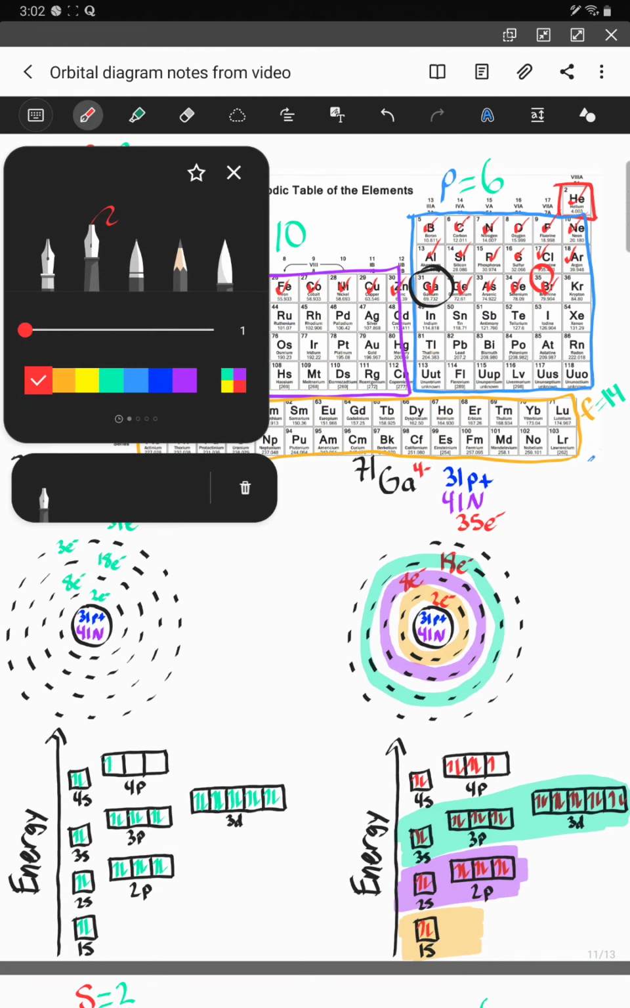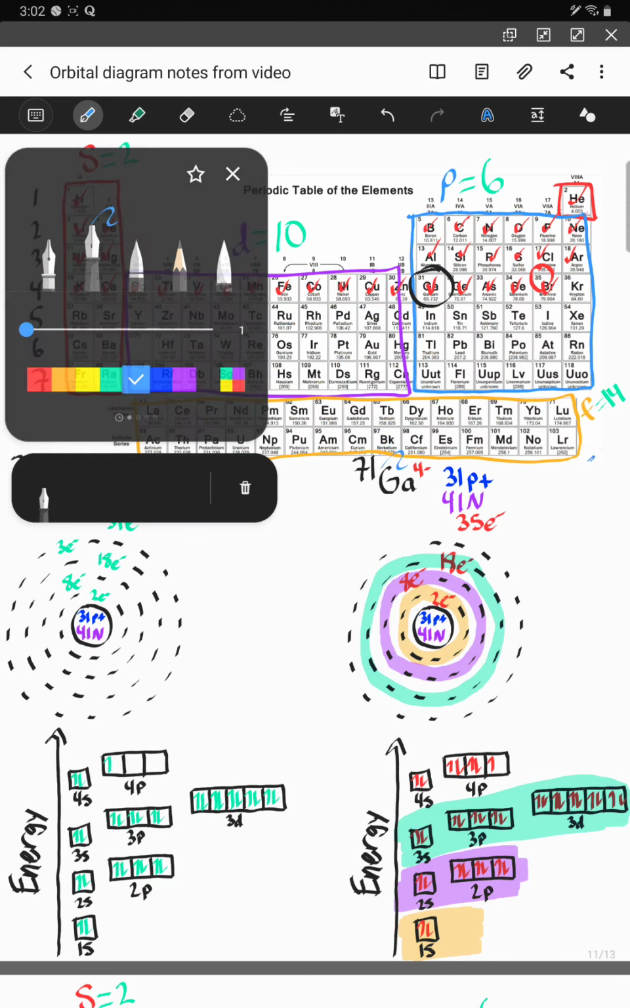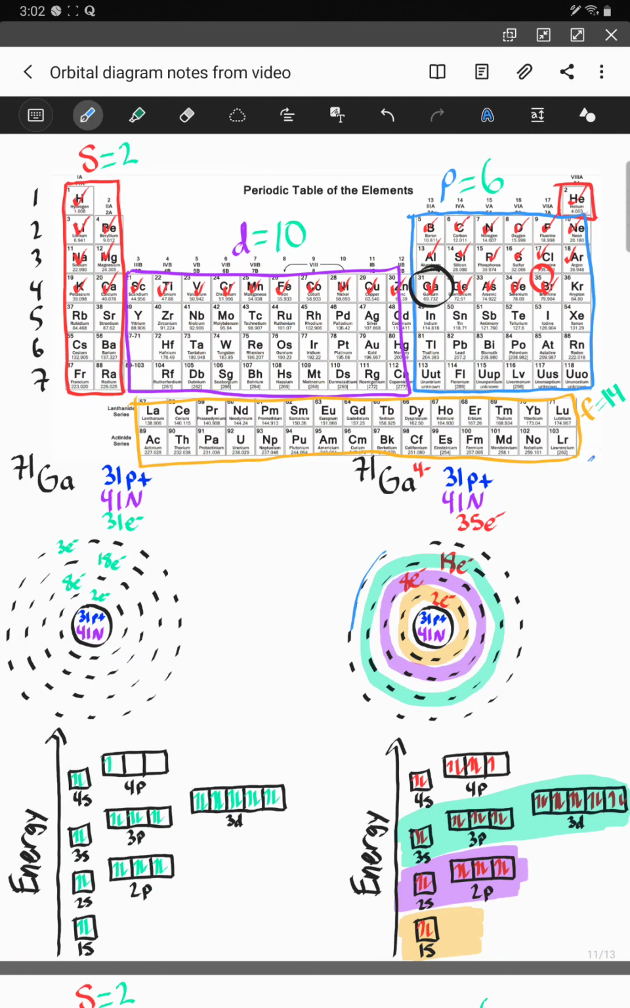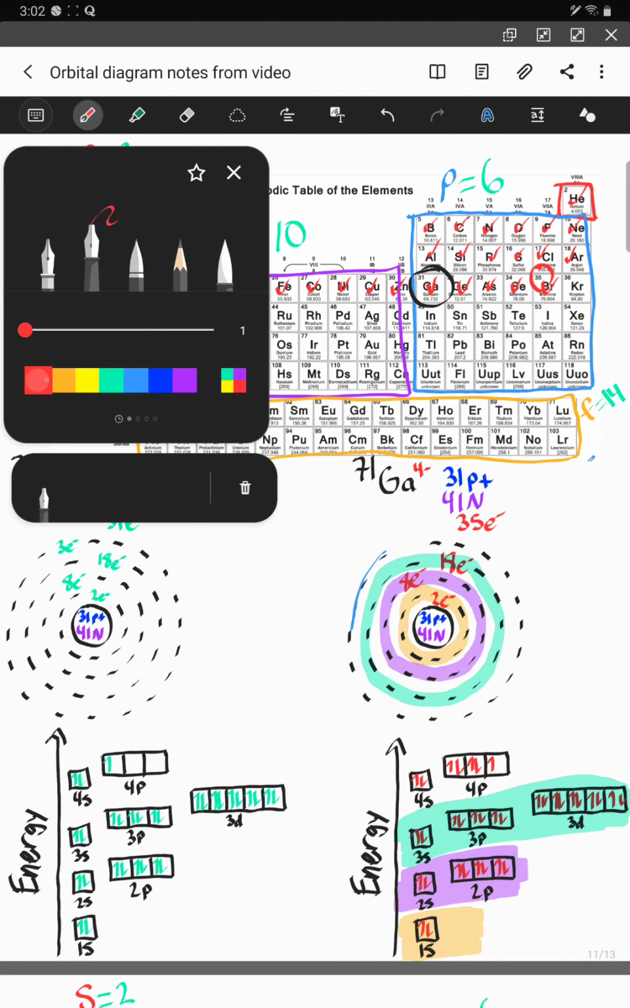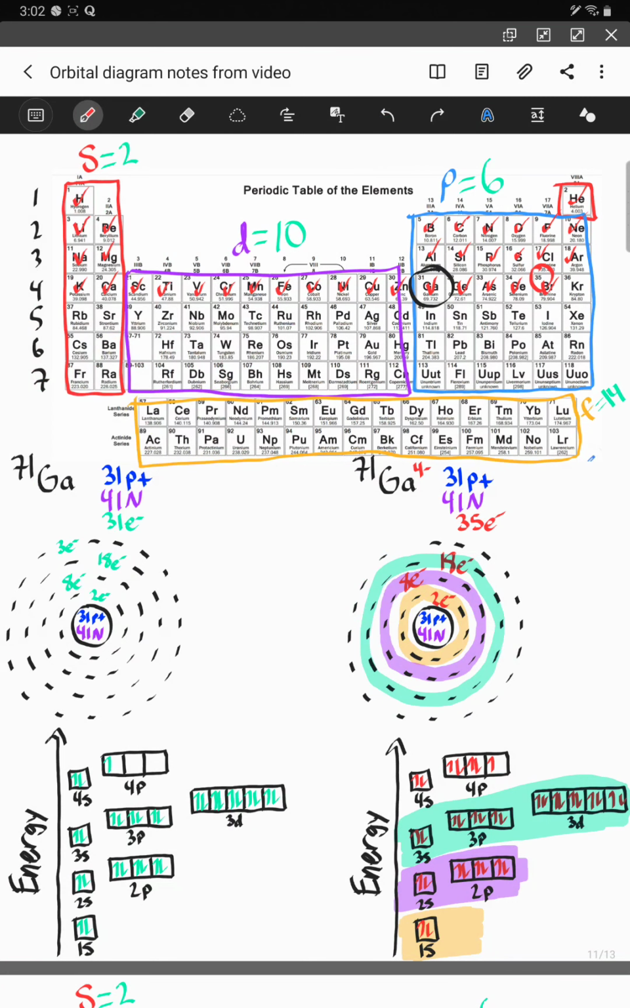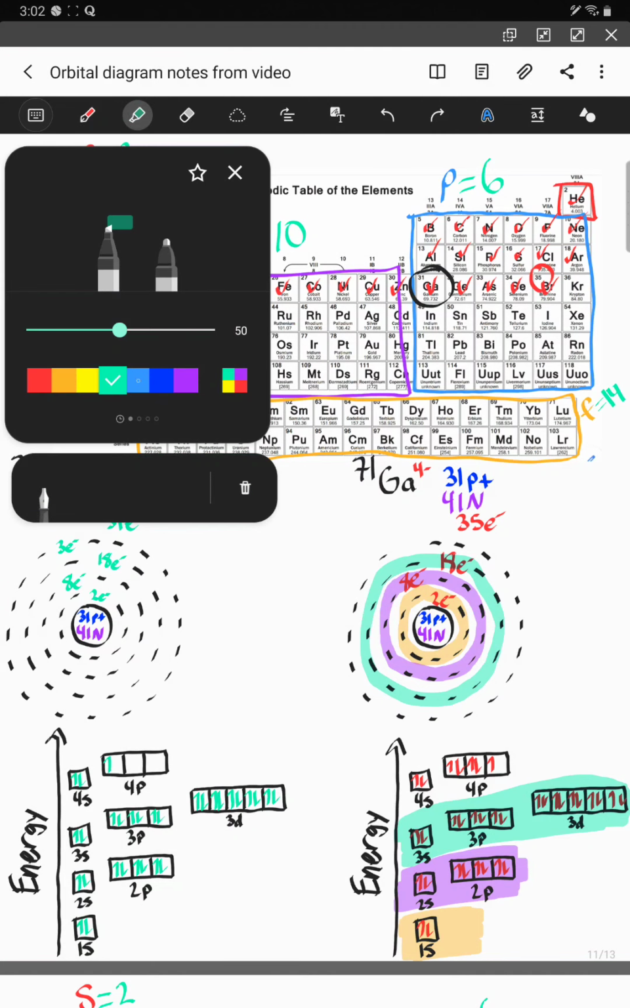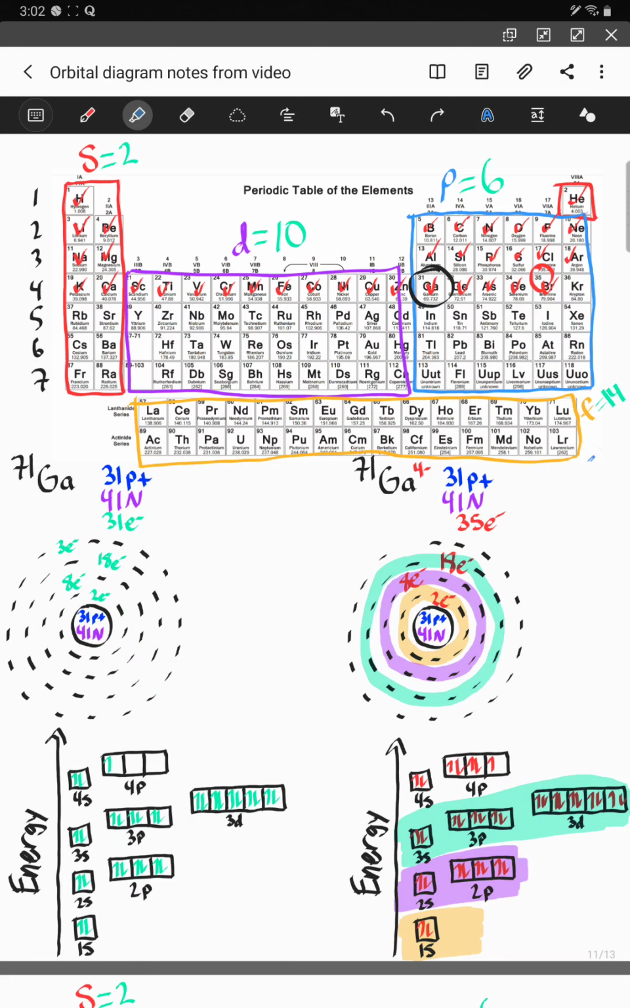Now this final energy level here, we will do blue. So this final energy level, we have 1, 2, 3, 4, 5, 6, 7 total electrons drawn. So that's going to correspond to 7 electrons going in the valence shell. So here we're going to have 7.